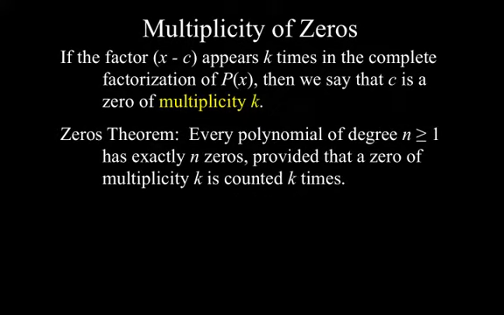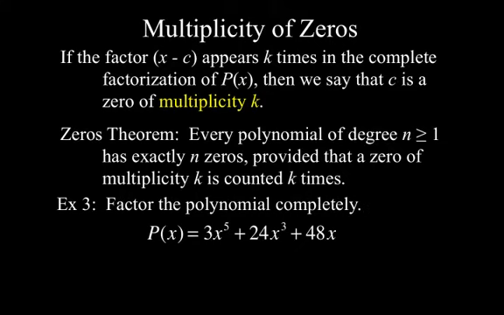The zeros theorem says that every polynomial with a degree greater than or equal to 1 has exactly n zeros. So if n is the degree, it has to have n zeros, provided that a 0 of multiplicity k is counted k times. So for instance, if the degree of the polynomial is 7, there will be 7 complex zeros, as long as you count the multiplicities.